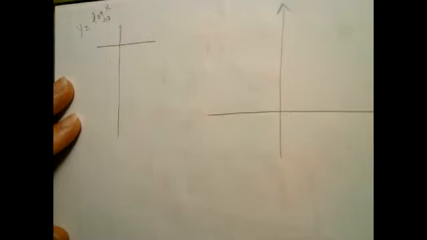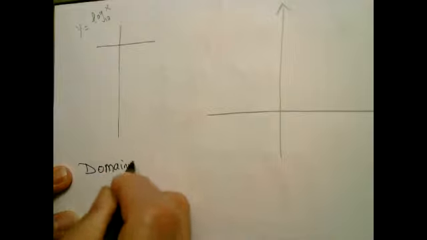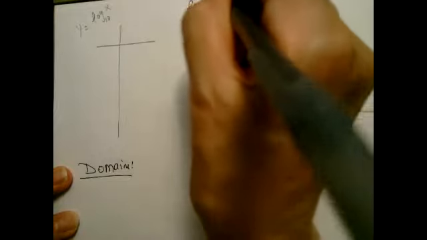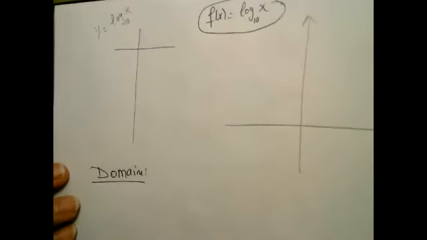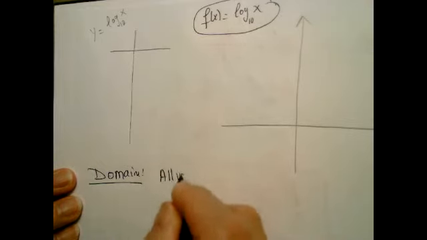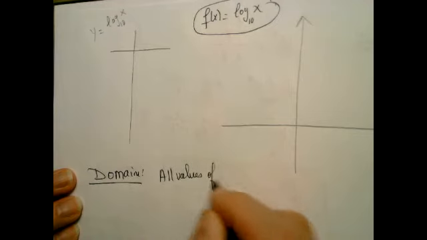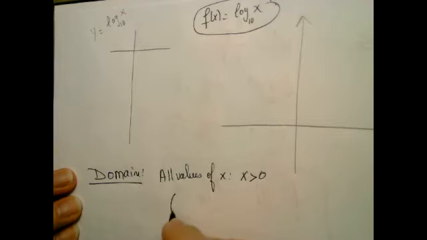The first important thing we want to know is the domain. Crucial. What is the domain? My function is log base 10 of x. The log makes sense only when x is positive. So the domain is all values of x such that x is strictly positive. In interval notation, 0 to plus infinity.